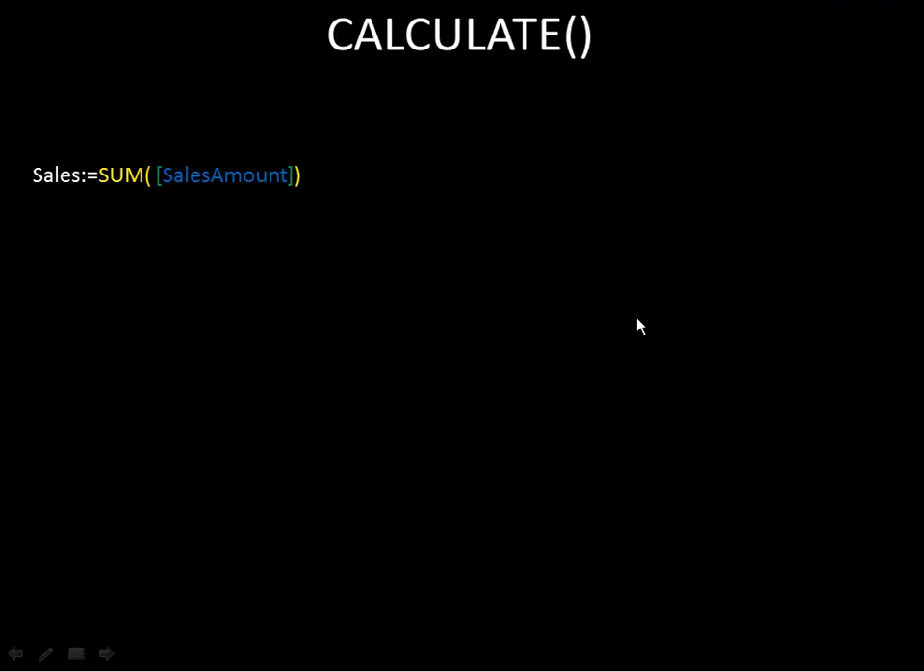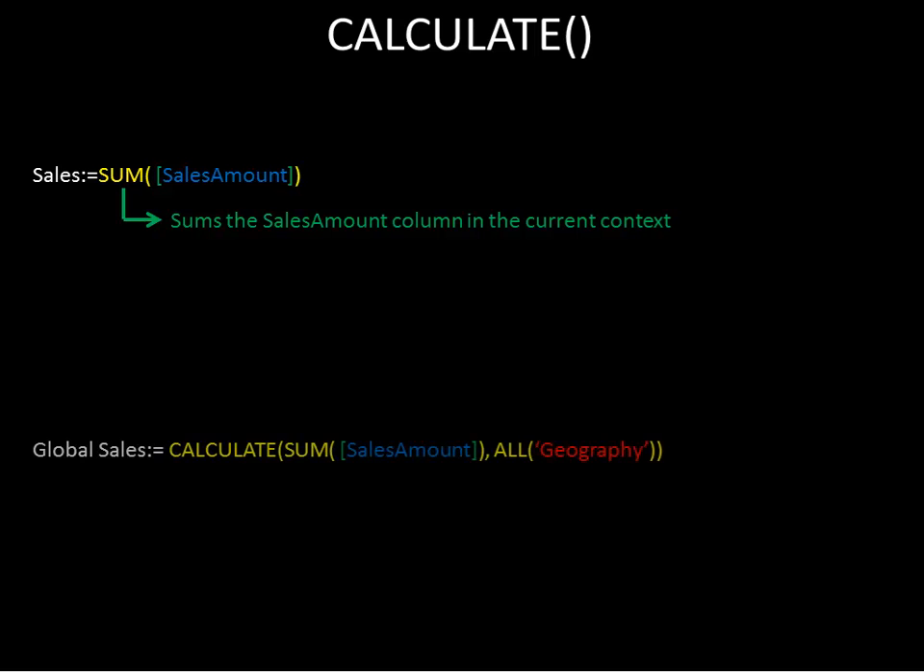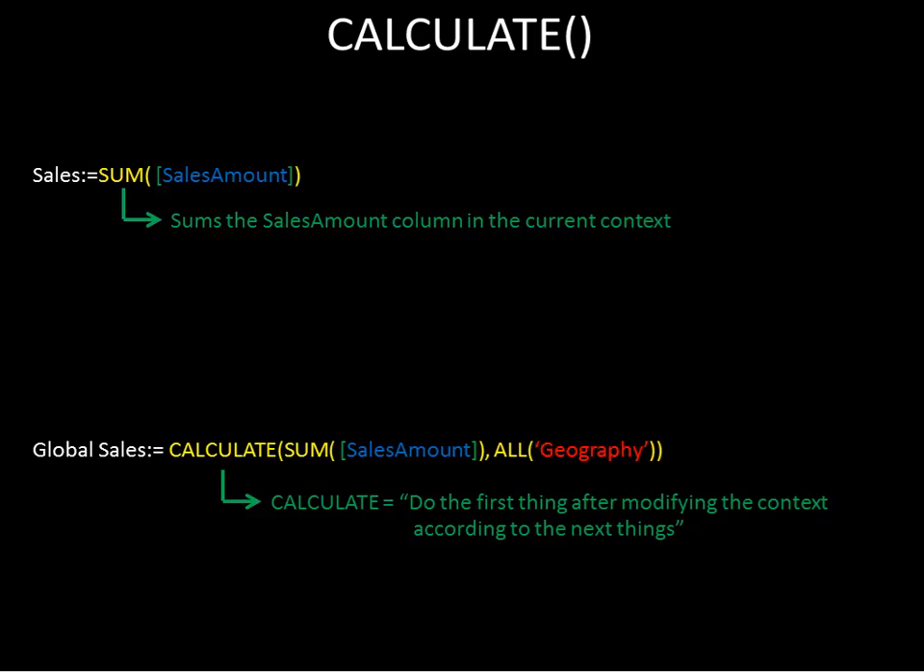Our first calculation was just a regular sum of sales, which means sum the sales amount in the current context. So that's that row that just says Japan. So we're applying the Japan to the filter because that's what's on the row. Our second calculation is Global Sales. Now Global Sales is a little more complicated.